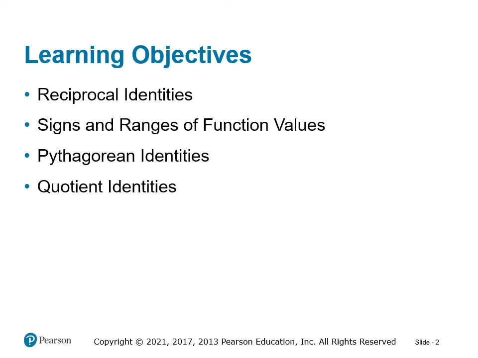Our first identities are the reciprocal identities, Pythagorean identities, and quotient identities. And then we're going to learn how to figure out the signs of the different function values, whether they're positive or negative, and also understanding the ranges of those values of the trig functions as well.